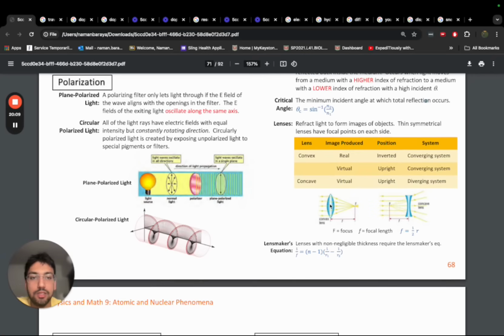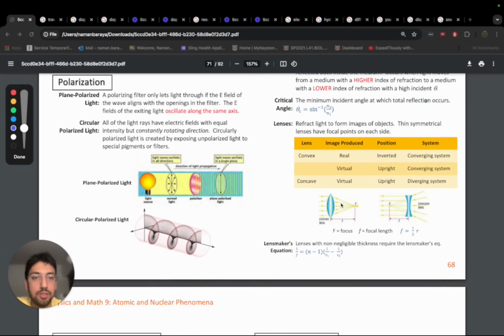Okay, now we have lenses, and lenses was also confusing, just like mirrors to me. So I'll try my best to explain this. Lenses, again, we have convex, which is kind of like I think of it like a V. I don't know how you think of it. And concave, which is like a cave. That's how I think of it. But yeah, you just have to know concave is going in and convex is going out.